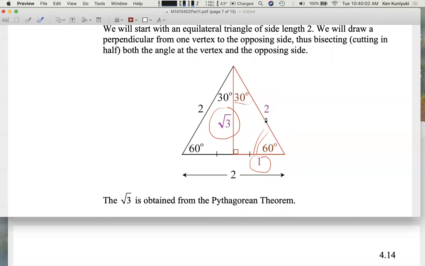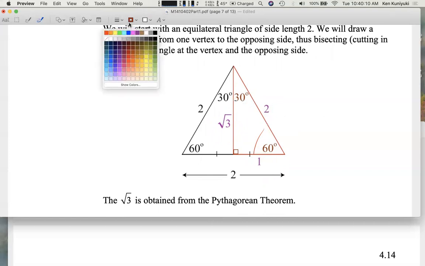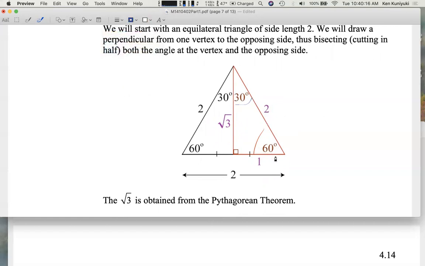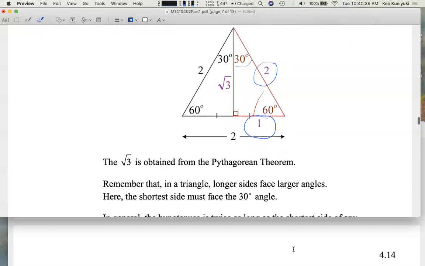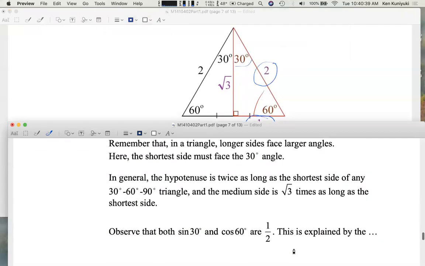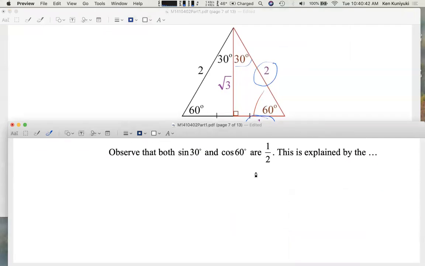So what is the sine of 30 degrees? I'll use blue to make things clearer. All right, the sine of 30 degrees, SOHCAHTOA, sine of 30 degrees will be opposite over hypotenuse. The opposite side length, 1 unit. The hypotenuse, 2 units. The sine of 30 degrees is 1 over 2. It's 1/2.